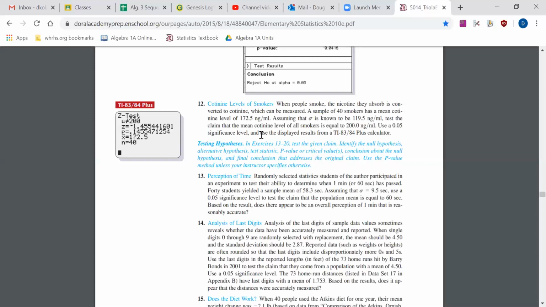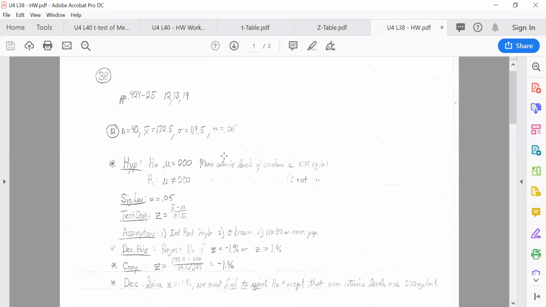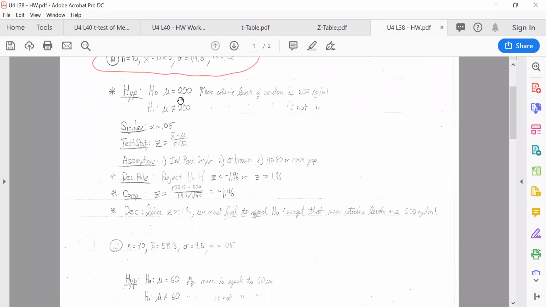So with that said, let me get to my homework answers. Number 12, look what I wrote here on my sheet. I wrote the information that was pertinent: 40 smokers, sample mean was 172.5, sigma 119.5. So hypotheses: mu equals 200 versus mu does not equal 200. Don't forget to write verbals. The mean cotinine level of the smokers is 200 nanograms per milliliter versus it is not. Significance level is 0.05, test statistic is Z, assumptions are as seen.